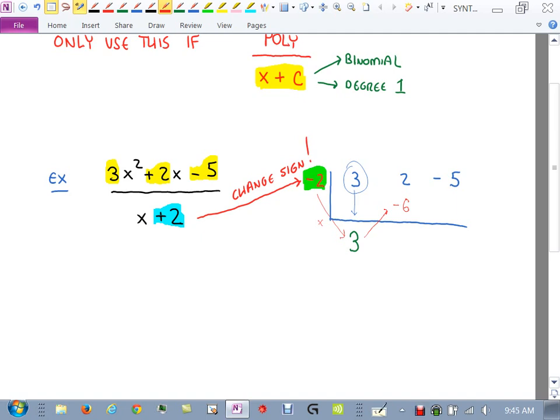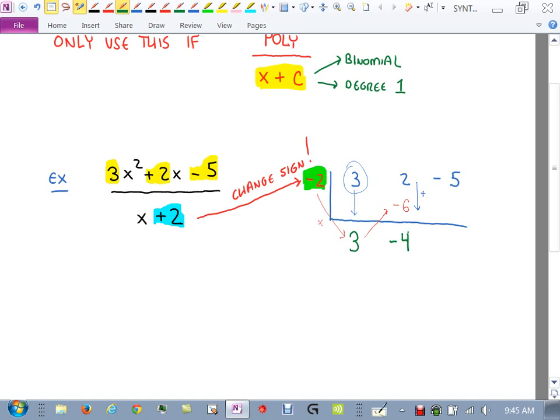And then I will add down again. So I will come down, and this time I'm adding here, so plus. What is 2 plus negative 6? That's the same as 2 minus 6, isn't it? I'm not multiplying, I'm adding. So this gives me a negative 4. I put that right here.